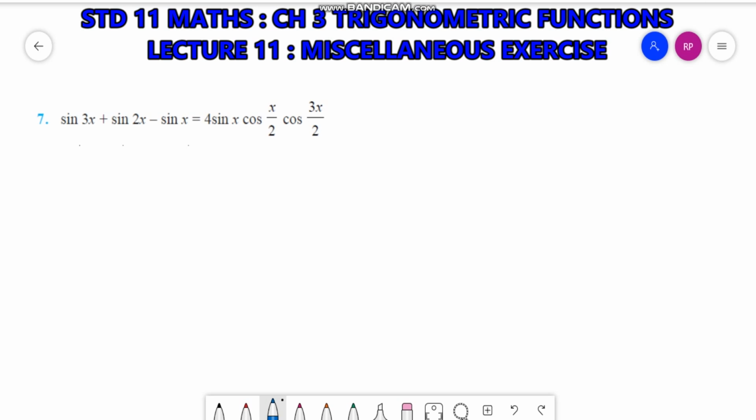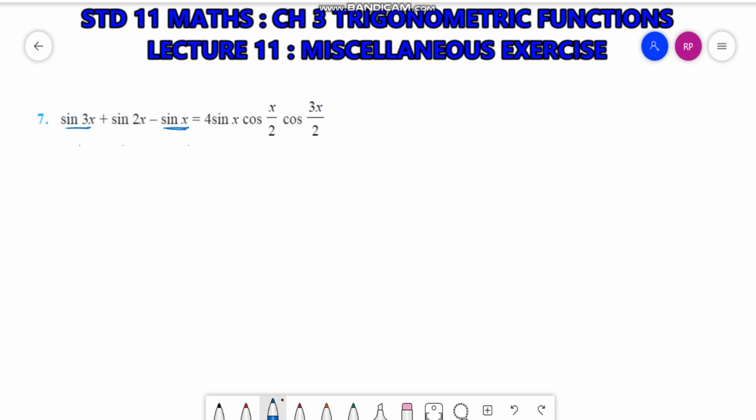Question number 7. You have to prove sin 3x plus sin 2x minus sin x equal to 4 sin x cos x by 2 cos 3x by 2. Now see here, we can use the formula either S plus S or S minus S. I will use S minus S here, then this angle (3x plus x) will be 4x divided by 2, that will be equal to 2x.